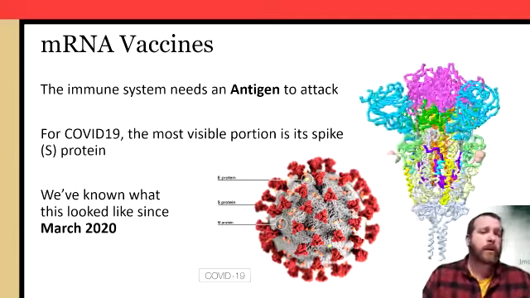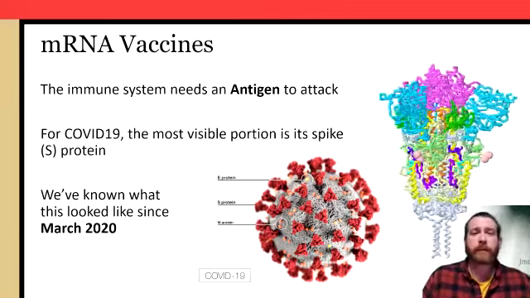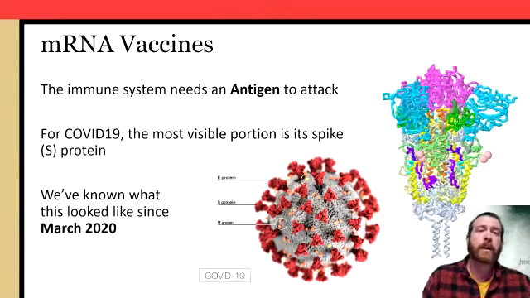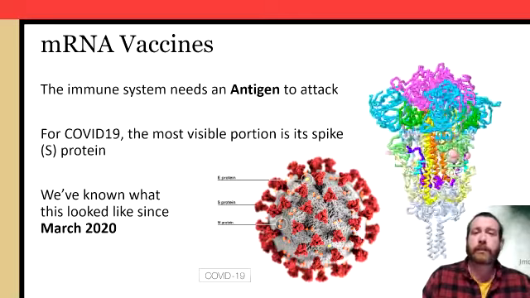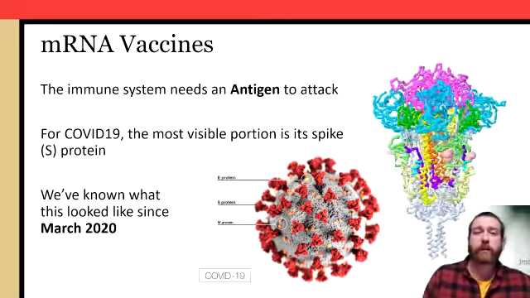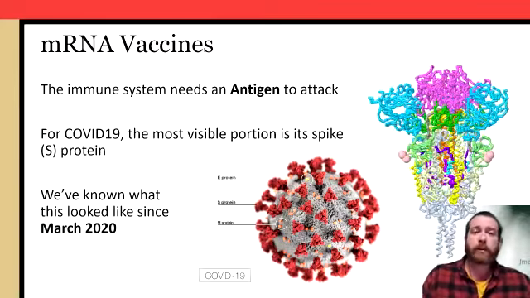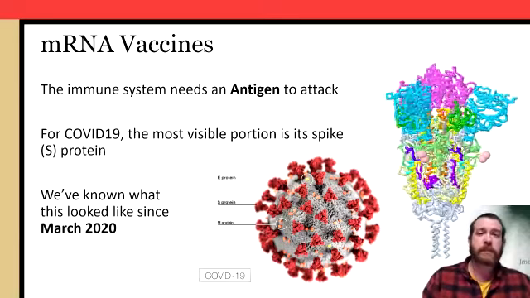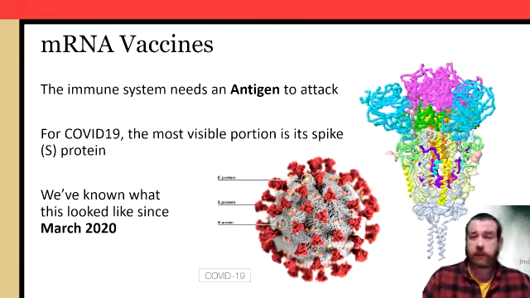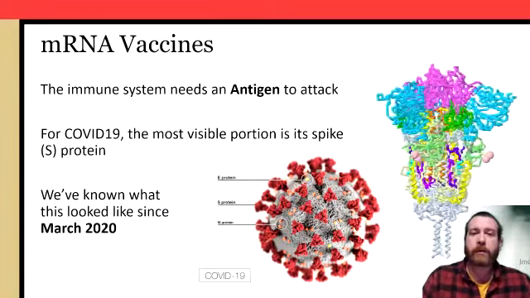What mRNA vaccines do is present an antigen, just like any other vaccine does, except the antigen is actually being produced by our own body. When we're talking about COVID-19, most of the vaccines that you're going to see come to market and be used, either in the US or internationally, are going to be operating on this.